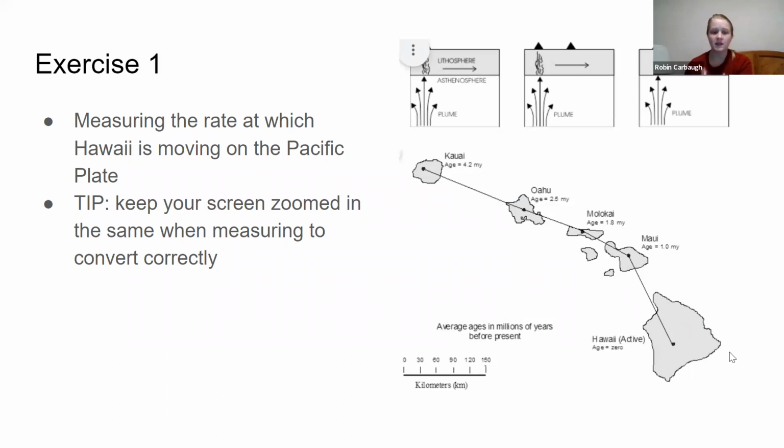But over millions and millions of years, it's moved. A million years ago, Maui was where Hawaii currently is, and we can keep going back. So this is pointing out a path where these islands formed over top of this hotspot. And so we can get a rate of how much the Pacific plate is moving by calculating the difference in these islands.